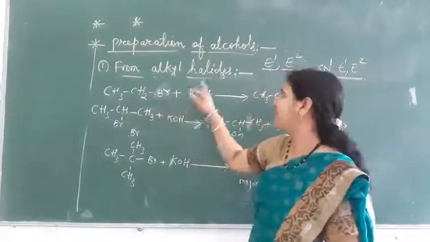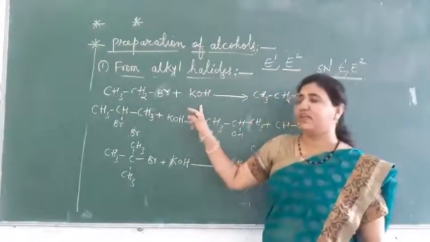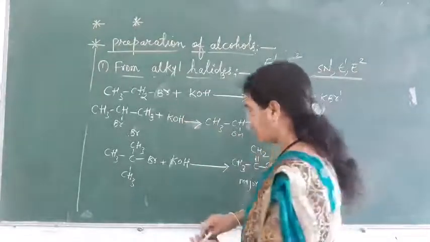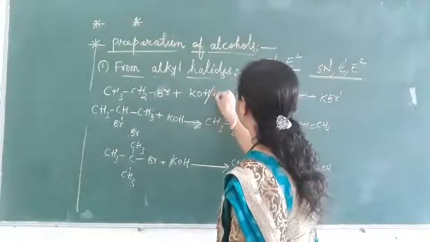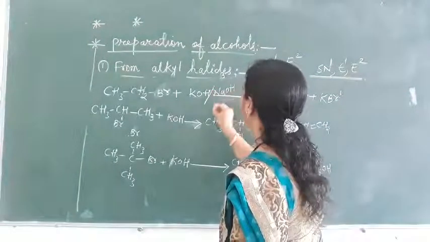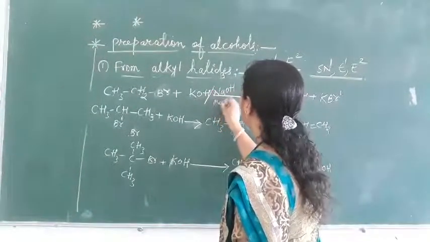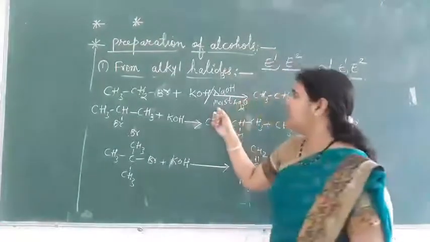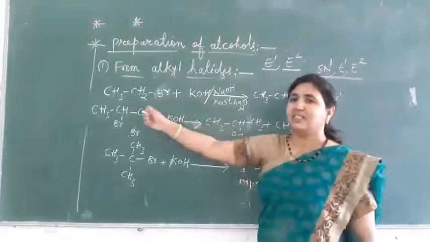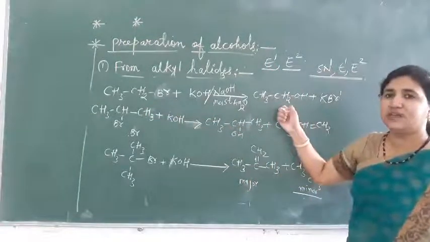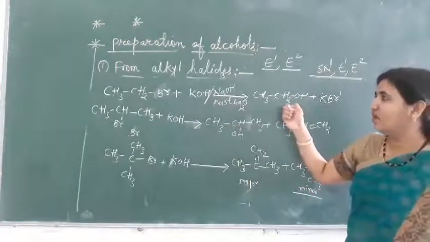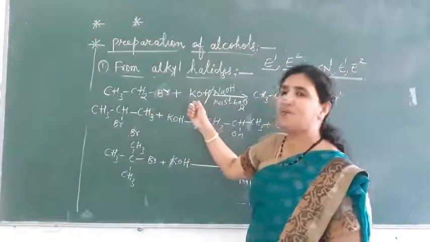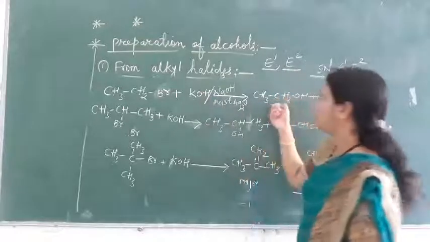Ethyl bromide reacts with alcoholic KOH, strong KOH, so potassium hydroxide, or we can also take NaOH, sodium hydroxide, or moist Ag2O. If you take moist Ag2O, it reacts with alkyl halides and gives alcohols. So the alkyl halide CH3CH2Br, when it reacts with alcoholic KOH, gives alcohols.